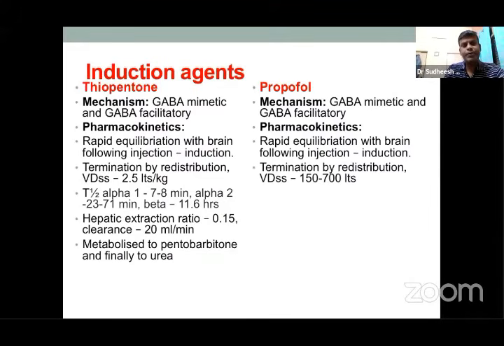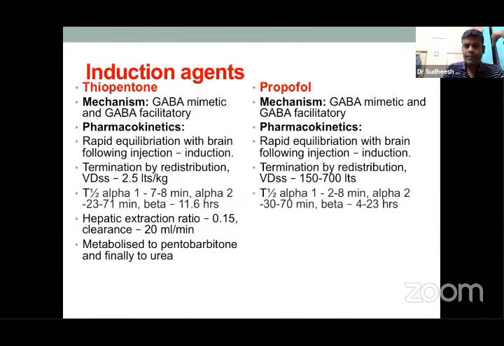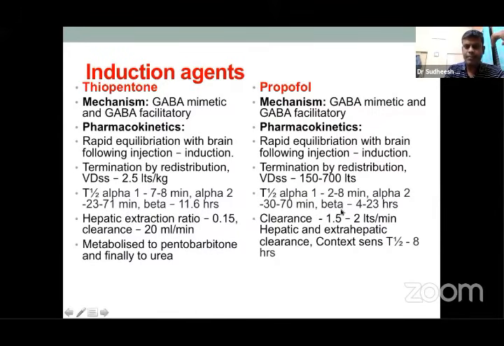And compared to thiopental, it has a greater volume of distribution. That means your dosage has to be slightly higher, especially if the patient has higher body water. And its elimination T half is 4 to 23 hours, which is slightly less when compared to thiopental. This 23 hours is basically in those patients following a prolonged infusion. And then clearance is much higher. If you see the clearance, it is 20 ml per minute, whereas clearance from the plasma is 1.5 to 2 liters per minute. So it has a faster recovery when compared to thiopental.